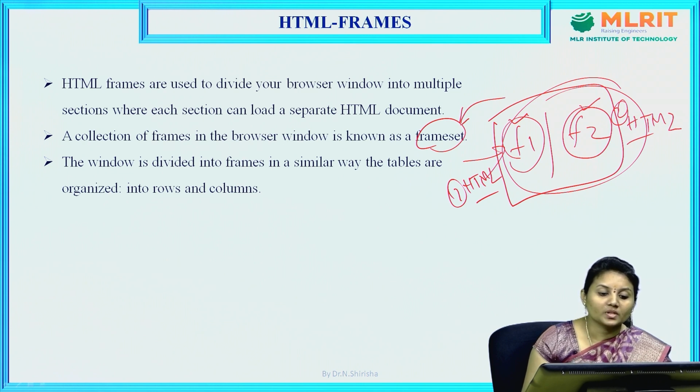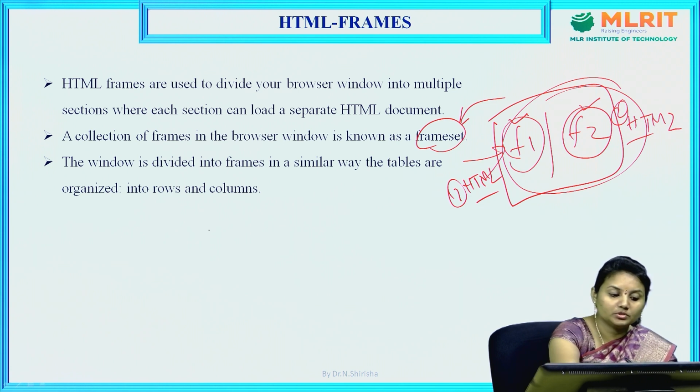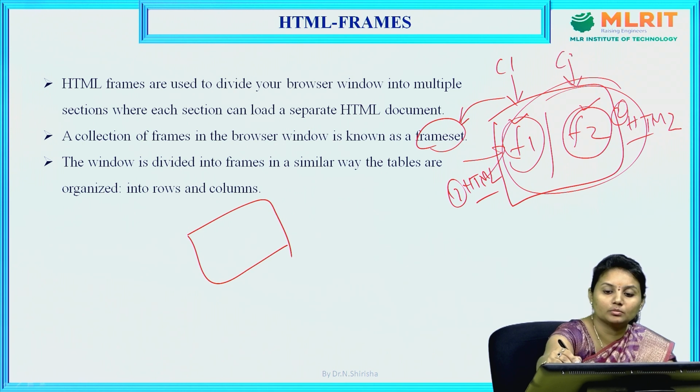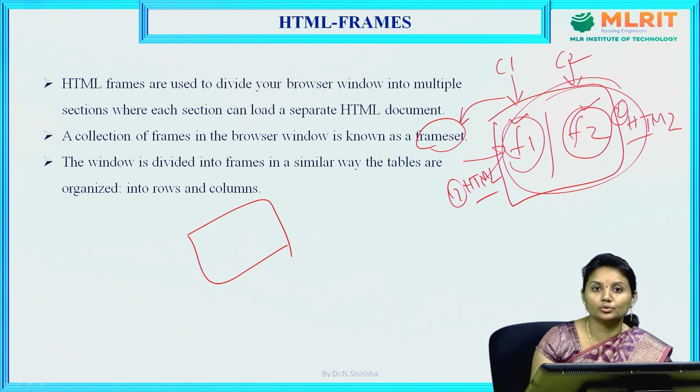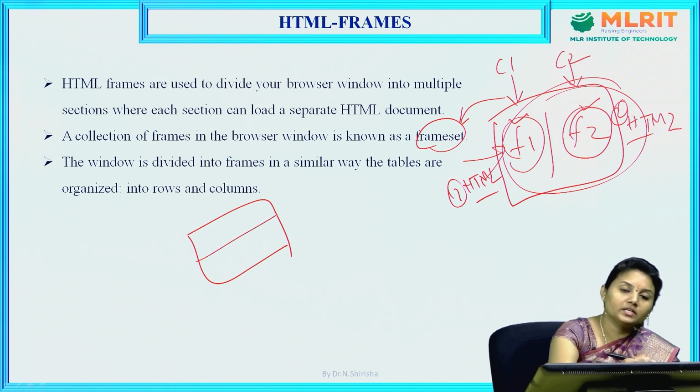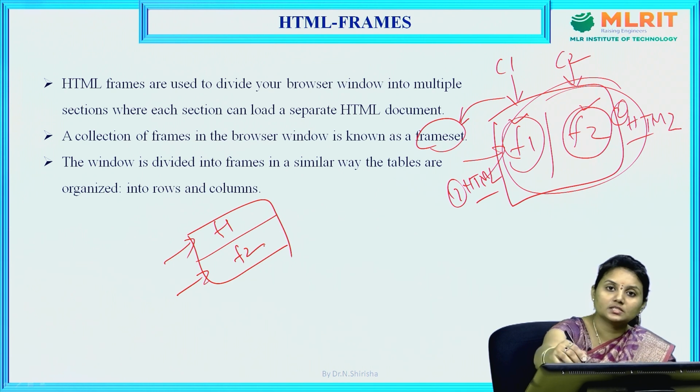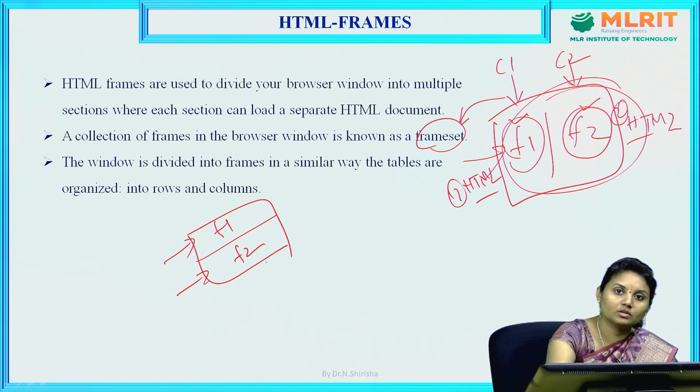Similarly, the way tables are organized into rows and columns, suppose you have this window here, this is one column, this is the other column. Column wise we have divided that into 2 frames. But you can also divide that row wise. So this will become frame 1, this will become frame 2. I think you got the difference. So this is column wise, vertical frames, and this is row wise, which are divided horizontally.